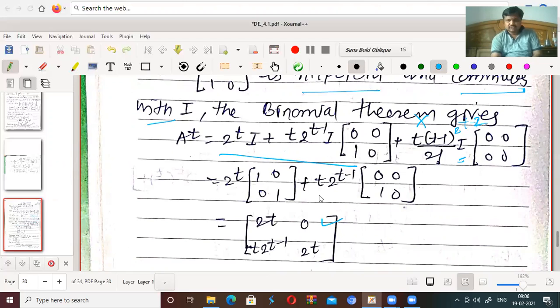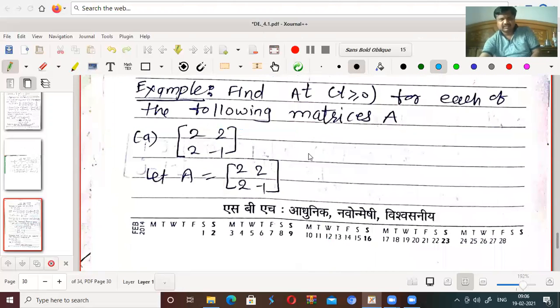Third, 0 plus the same term, t into 2 to the power t minus 1, and plus 2 to the power t into 1, that is 2 to the power t, plus this term into 0, which is 0. So we get 2 to the power t. In this way also, we can compute A to the power t.